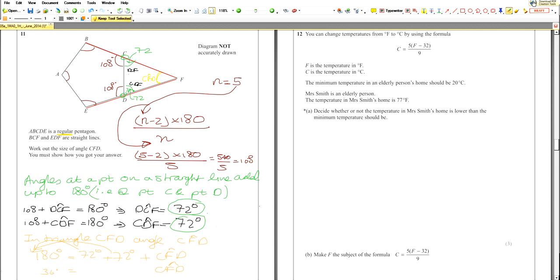So is that our final answer? Yes, it is. So that's our final answer for that question. We can say quite comfortably that the answer is 36 degrees. And that's our mathematical explanation. We've made a statement here about the angles equal to 180. We've labeled the 72s. Okay. Are we ready to move on to question number 12?